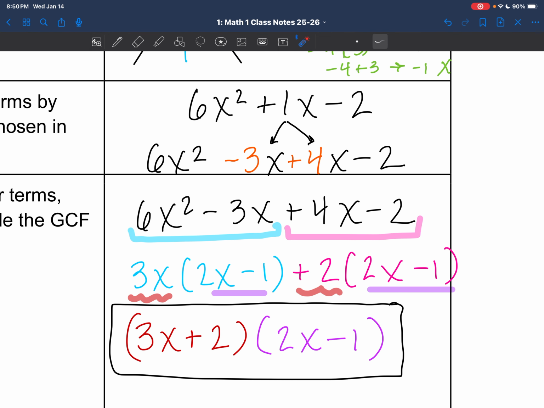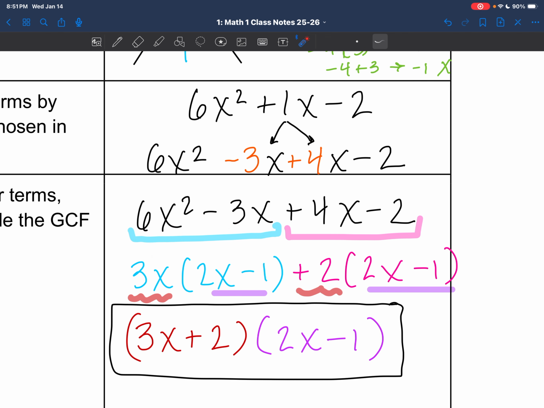So we're going to take this part right here and group. First off, there's no GCF, so we should have factored that out already. But now let's look here. They both have a 3x in common, so that's your GCF right here. If you divide this by 3x, you get 2x. If you divide this by 3x, you get -1.